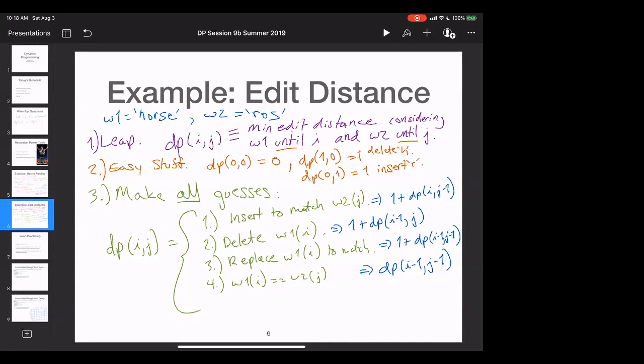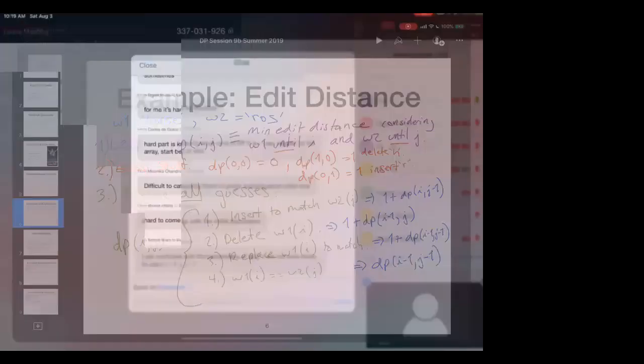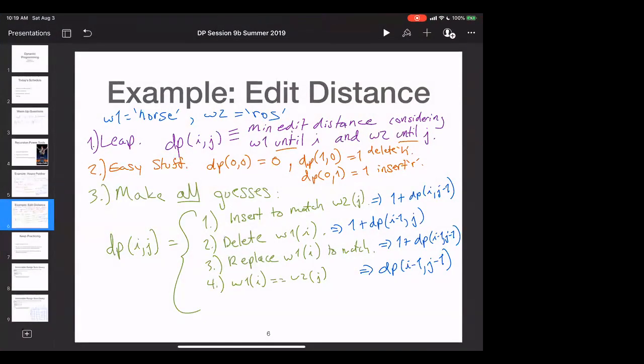Okay, any other last questions? Confused with parameters in DP and not sure. Right, okay, I'm glad I looked at that one. That's very similar to understanding what the problem is you're solving.